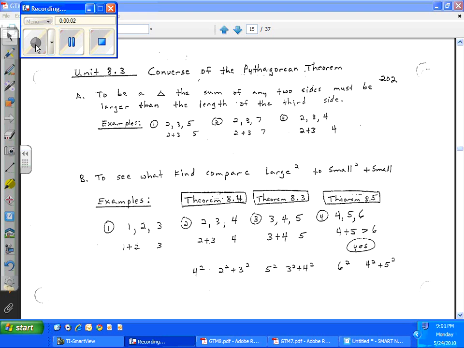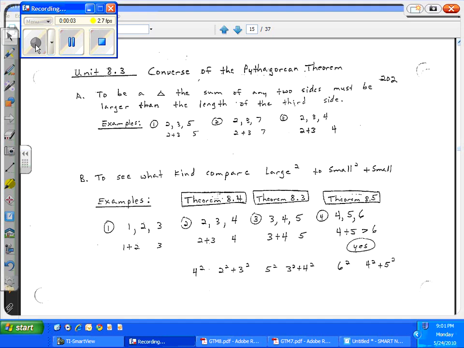Unit 8.3 is the converse of the Pythagorean theorem. The Pythagorean theorem says, if we put it in if-then form, if it is a right triangle, then c squared equals a squared plus b squared. The converse would say, if c squared equals a squared plus b squared, then it is a right triangle.